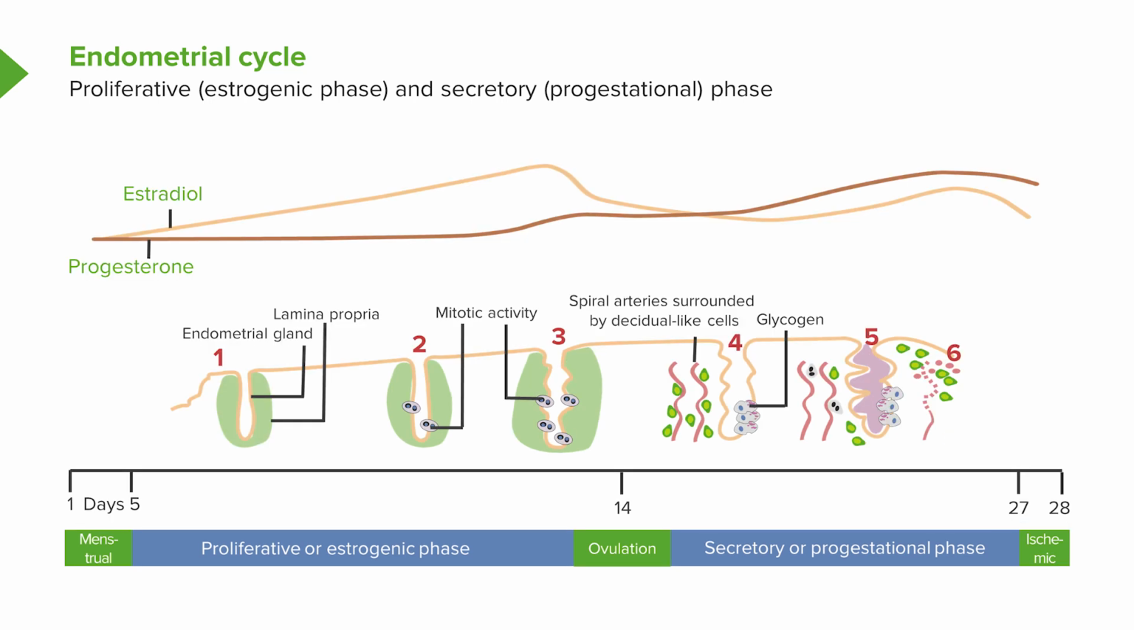And here is a diagram to summarise those changes I've just described during the proliferative phase in the glands and also the secretory phase in the glands. And superimposed above are the profiles of the hormones to stress to you the importance of the function of estrogen and also progestin at various stages of this menstrual cycle.